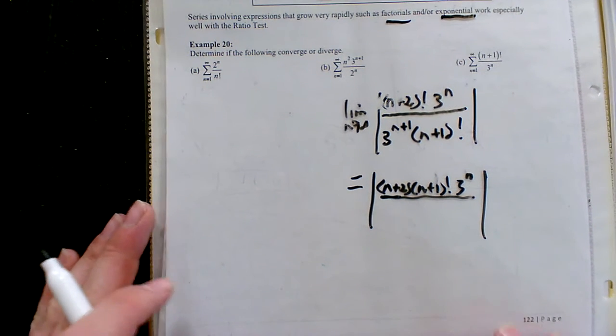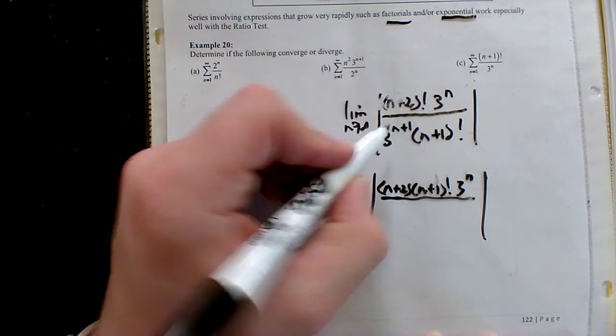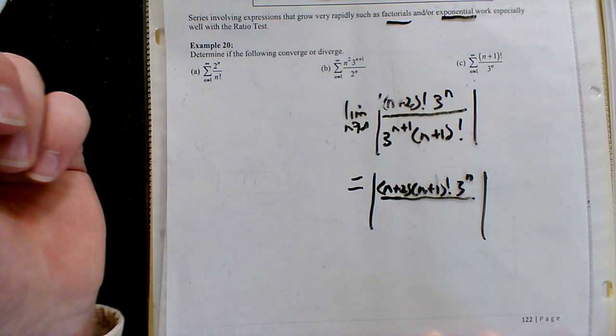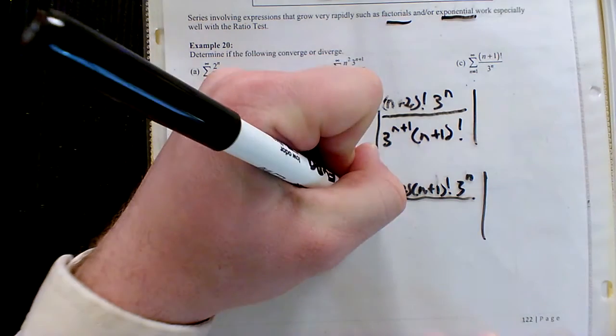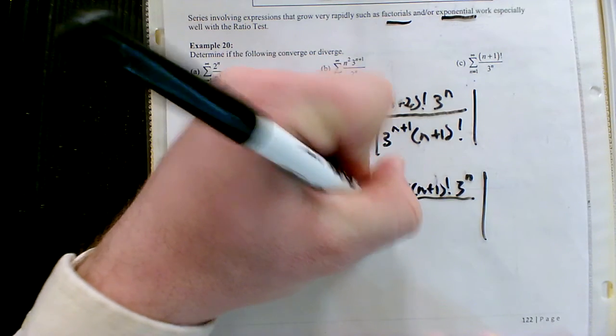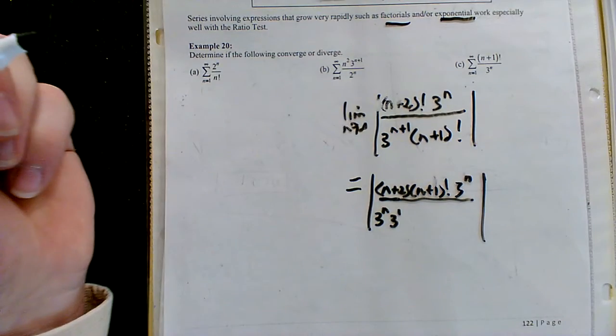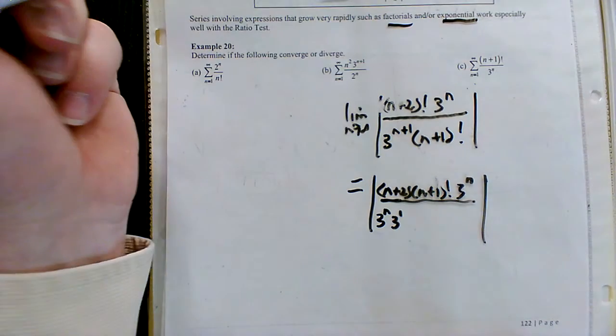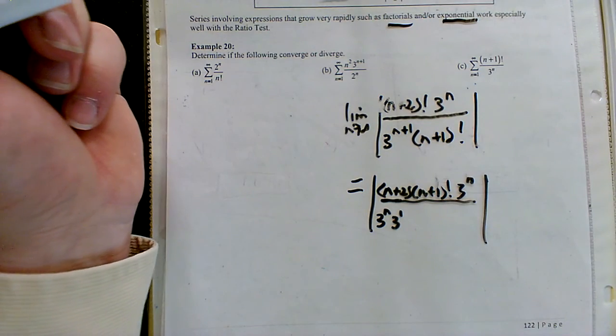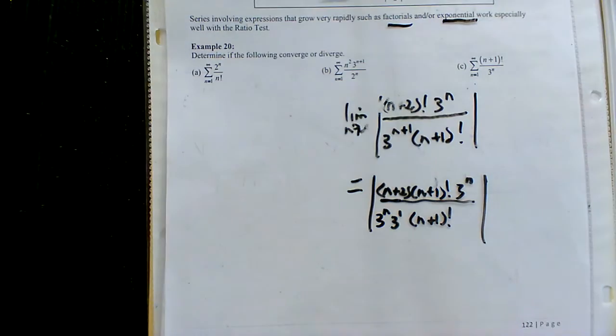All right. So now we're going to the bottom. 3 to the n plus 1. Can that be broken up at all? Yeah, we can get 3 to the n and 3 to the first, or just times 3. And do we need to break up the n plus 1 factorial at all? We could, but do we need to? No. Okay. Are we all okay up to this point now?